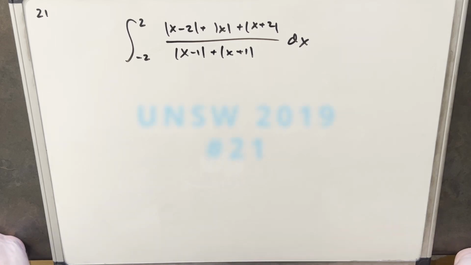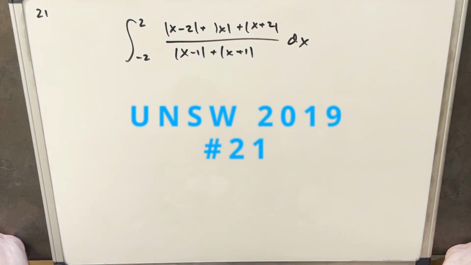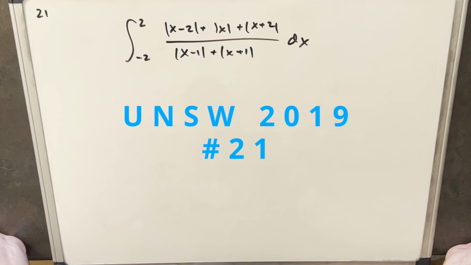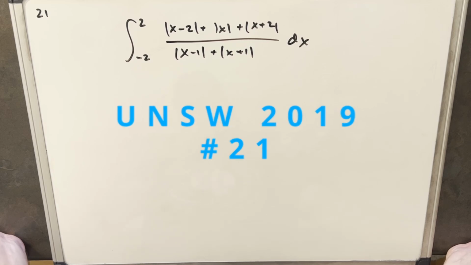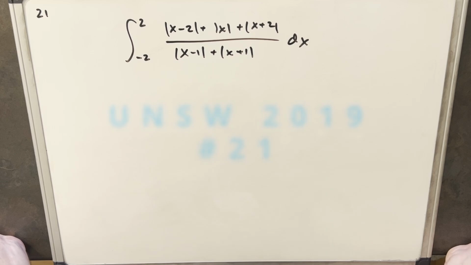Hey, we have here another integral. This one's from UNSW Integration Bee 2019, problem 21. We have this integral from -2 to 2 with a whole bunch of absolute values in it.